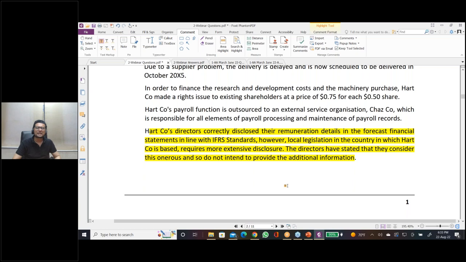The company's directors correctly disclose their remuneration details in the forecast financial statements in line with IFRS standards. However, local legislation in the country in which the company is based requires more extensive disclosure. And the directors have stated that they consider this onerous and do not intend to provide the additional information. So you should focus on the disclosure notes, especially with respect to the local laws and regulations. Okay, what are we going to do?